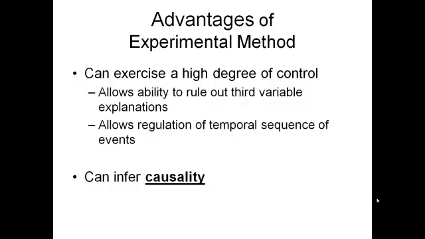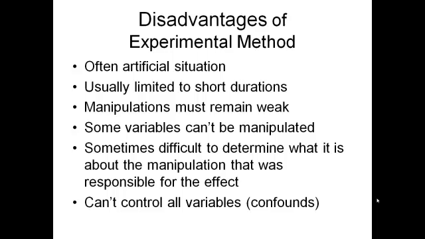And again, if you can introduce that level of control, if you can manipulate the independent variable, and you find that there's a difference between the group that got the treatment and the group that didn't, then you can say that there is a cause and effect relationship going on. Unfortunately, there are some disadvantages to using experiments. It's often an artificial situation. It's usually done in a short period of time. You're not going to keep someone in a laboratory for 6 months, for crying out loud.